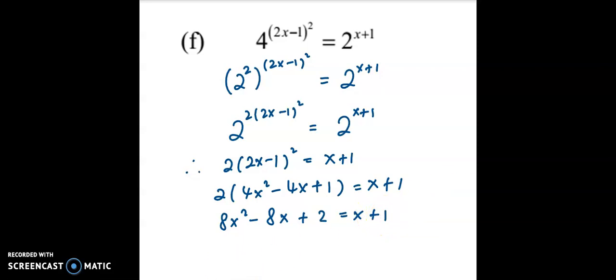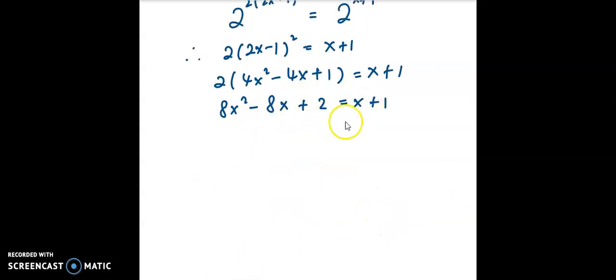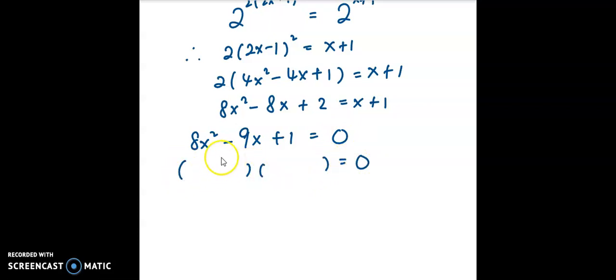Now to solve this, we need to collect the like terms and simplify them. 8x squared, there is no other like term, so I'll just write down the 8x squared. And negative 8x minus x, you get negative 9x. Positive 2 minus 1, you get positive 1, equals 0. Then we need to factorize. We try (8x, negative 1) and (x, negative 1). See whether it works or not.